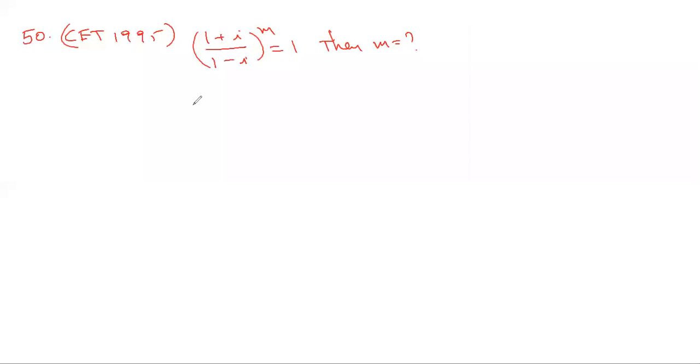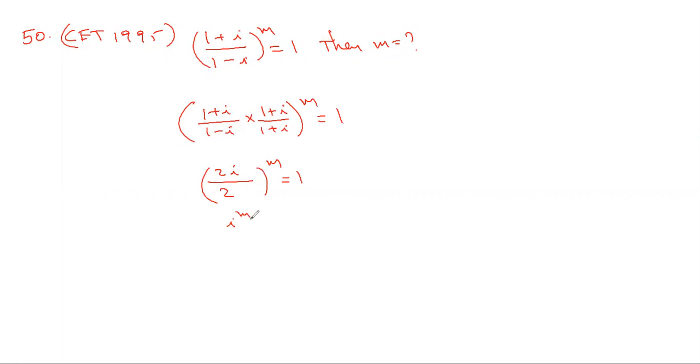So if you rationalize the denominator, (1 plus i) by (1 minus i) into (1 plus i), the numerator is (1 plus i) whole square, which is 2i. The denominator is (1 plus i) into (1 minus i), which is 2. The whole power m equal to 1, so i power m equal to 1. The least positive value of m satisfying that is m equal to 4. Out of the options, we have only 4, 5, 6, 7 as options. 4 is the correct answer.